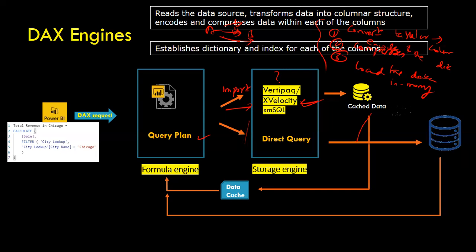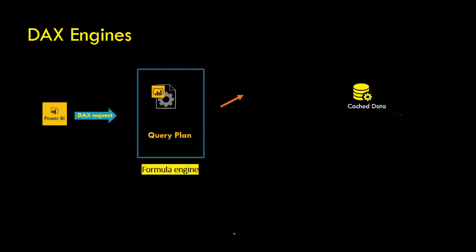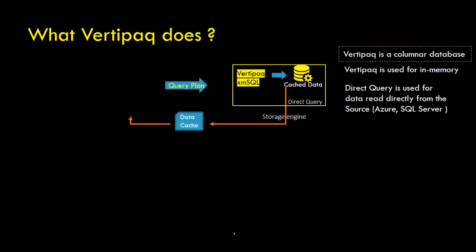So in the key and the rights, it also establishes a dictionary index for each of the columns for different types of data. It uses different encoding techniques, which we will take a look at a little later. So this is what I discussed. If you work with DirectQuery, you cannot use the VertiPaq or the xVelocity engine. It is not using it behind the scenes. The xVelocity engine can only be used for import models. If in the interview they ask you about this, you should be able to remember this.